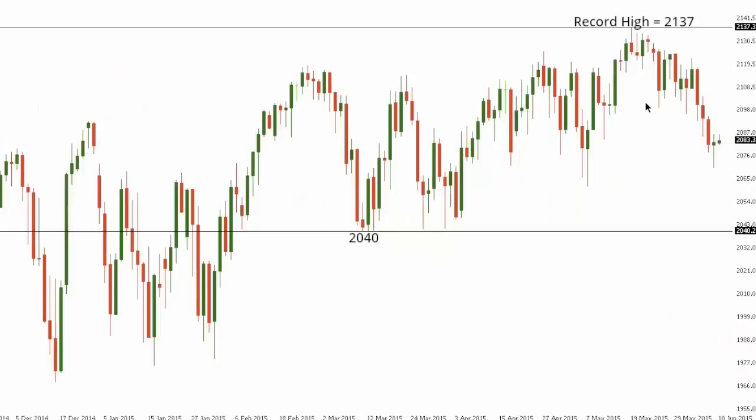SPX 500. So the S&P 500 is showing significant signs of a major top after rolling over from record highs at 21.37. At this point, a break below 20.40, that critical support going back to the 11th of March, would be critical, and a break below would open the door for a more significant pullback in this market.